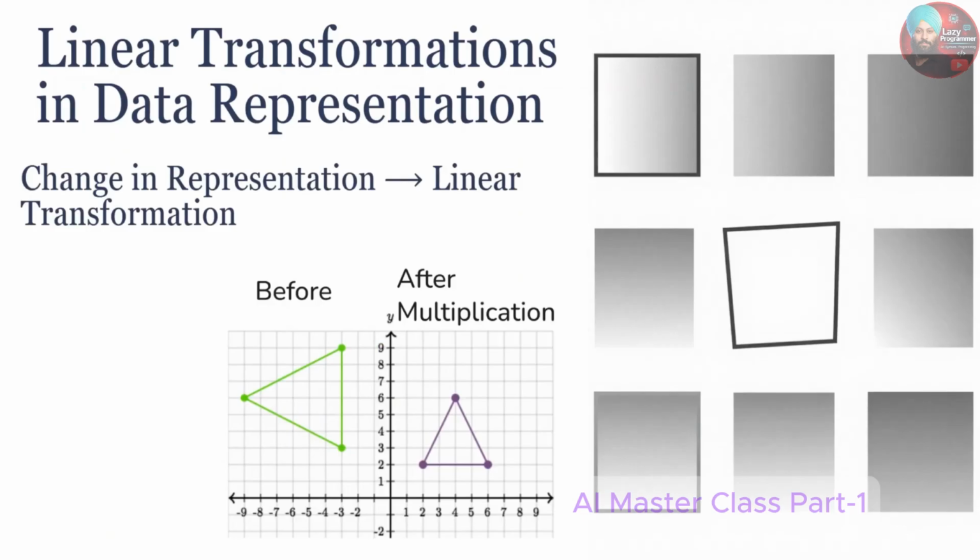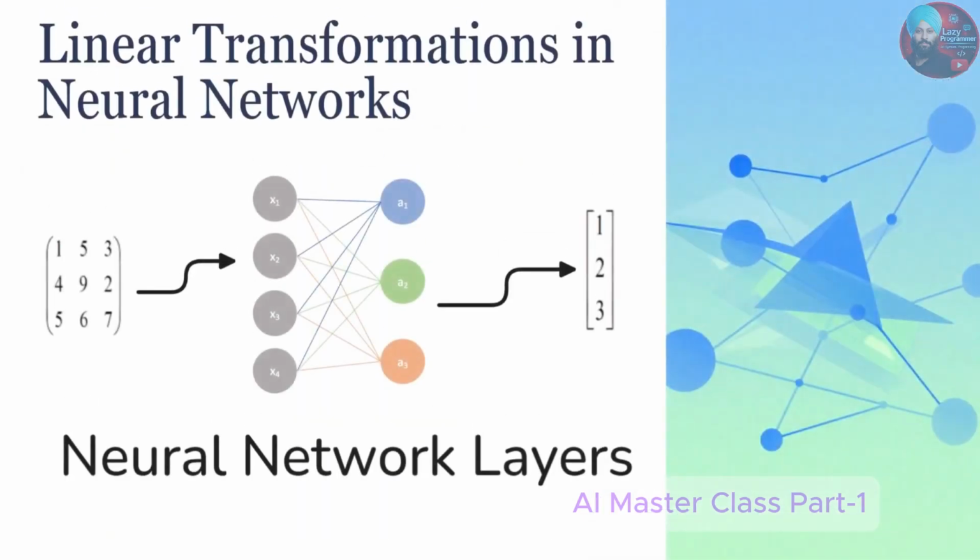Now, this is exactly what happens inside a neural network layer. When data enters a neural network, each layer takes input numbers and transforms them into a new set of numbers by multiplying the input with the weight matrix and adding the bias value. It is not simply storing or passing the values, it is reshaping the data's meaning itself.